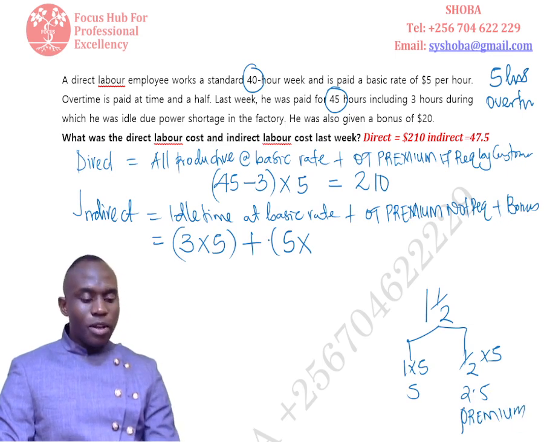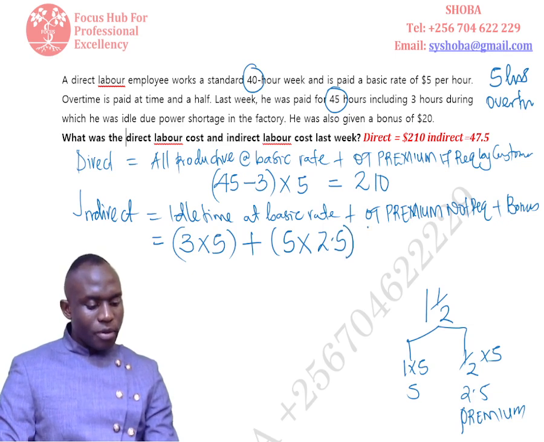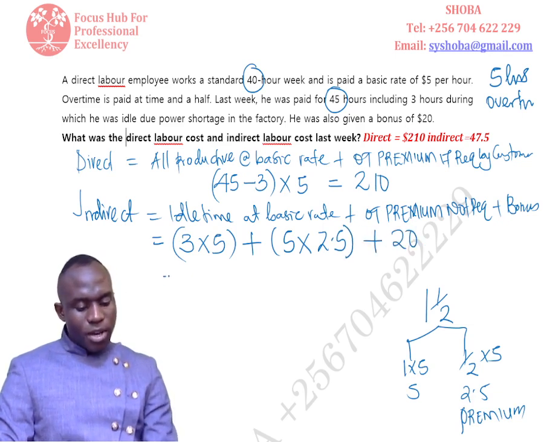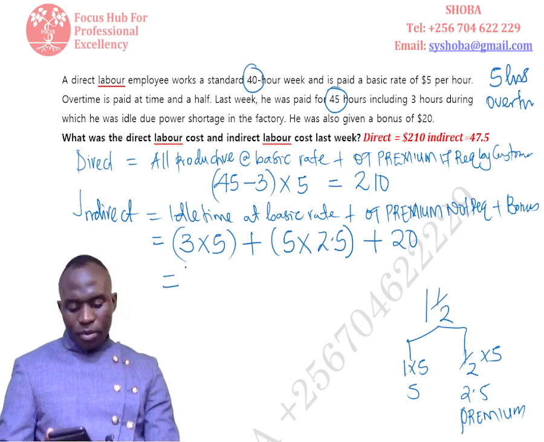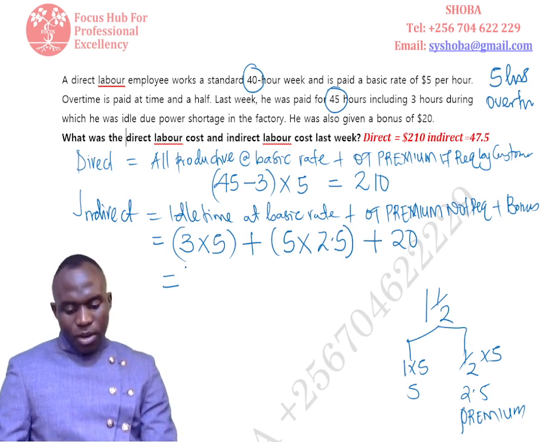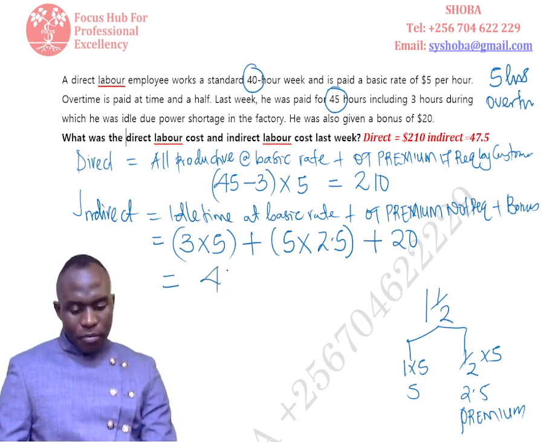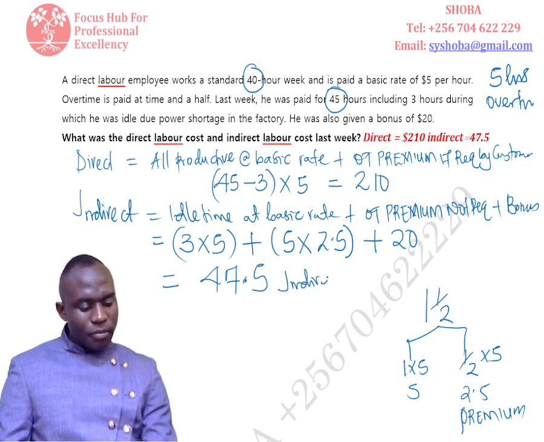So it will be 5 hours times the 2.5, then plus the bonus of 20, giving us a total of, so 3 times 5 plus 5 times 2.5 plus 20, the total is 47.5. So this is the total indirect, and this is the total direct.